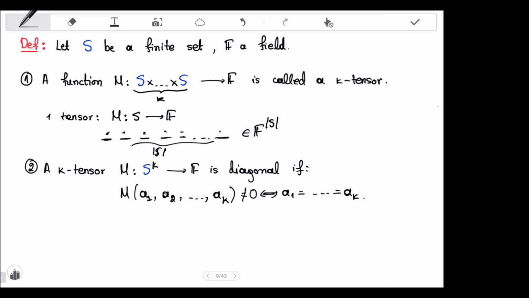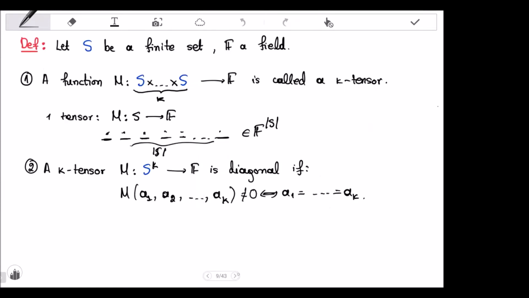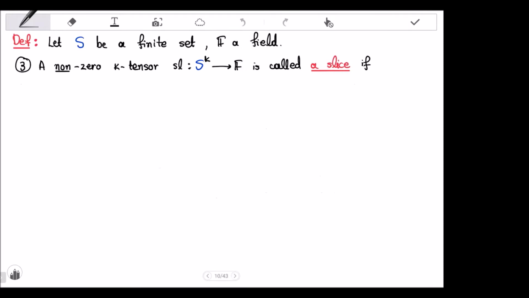And again, you can visualize it just like this one. A cube with diagonal non-zero and everything else zero. Okay, so now to generalize the notion of rank, we need to see what we mean by a rank 1 matrix to begin with. So in higher dimensions, a rank 1 matrix will be called a slice.